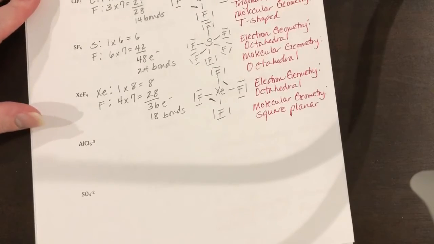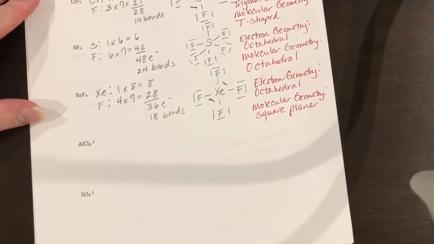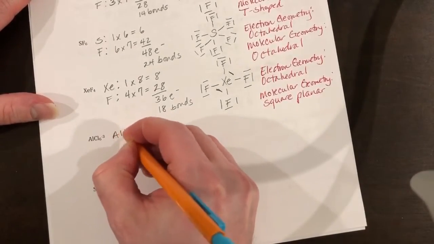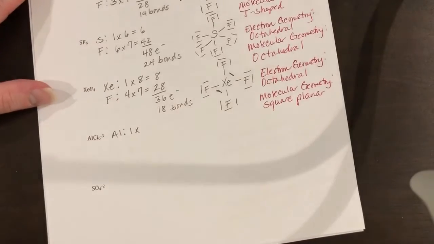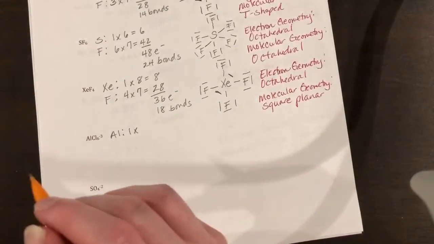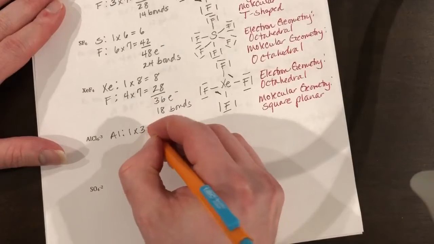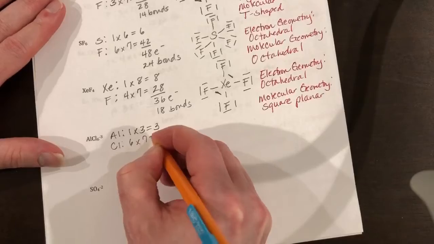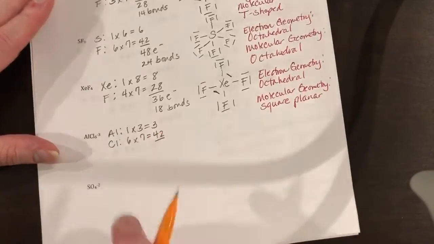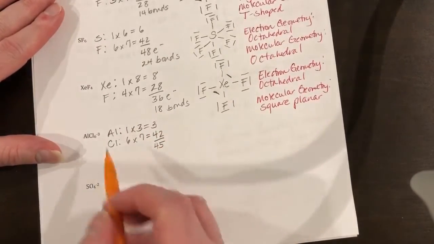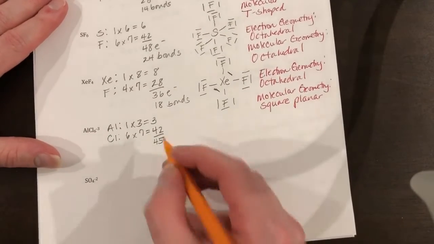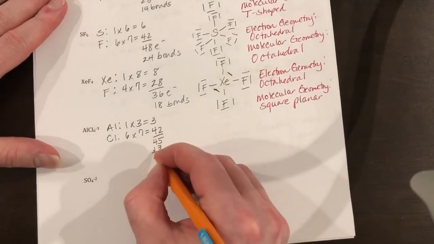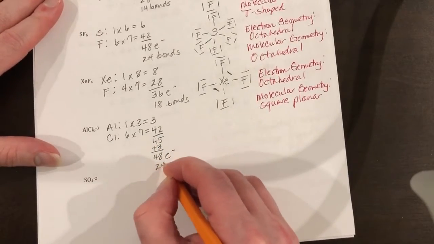Okay, let's look at this one. It's a little bit different. AlCl6 with a -3 charge. So aluminum, we have 1 aluminum, and it's in group 3, so 1 times 3 is 3. Chlorine, 6 chlorines, that's in group 7, that's 42. So it's 45, right? It has a -3 charge, so that means it gained 3 electrons. So 48 electrons. That means we should have 24 bonds.